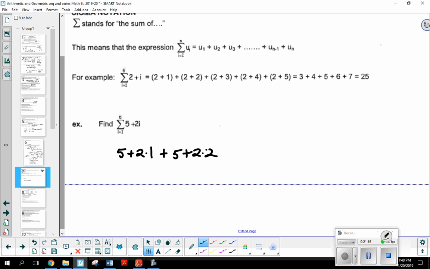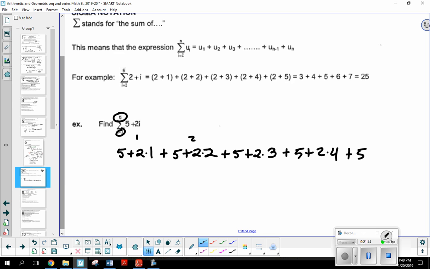2, because that would represent the second term, right? Okay, because this is the first, this is the second, and then I'm going to go to the third, so it'd be 5 plus 2 times what? There you go. 5 plus 2 times 3. I'm just going from the first term, in this case, to the fifth. So I'm going to say plus 5 plus 2 times 4, and then plus 5 plus 2 times 5.